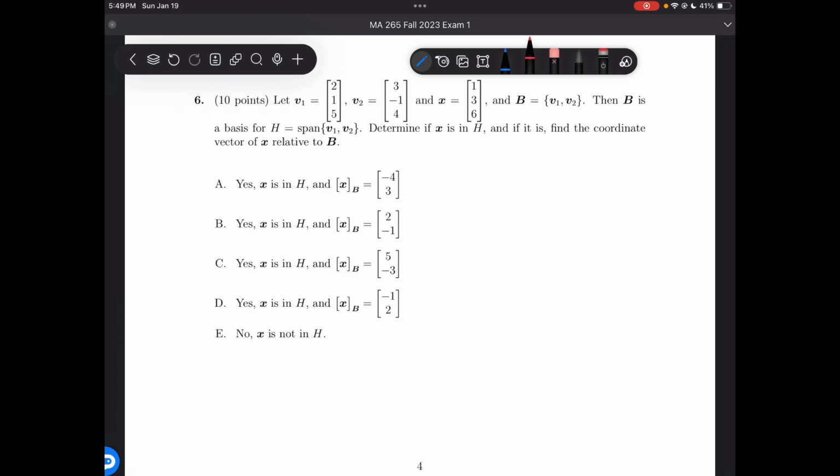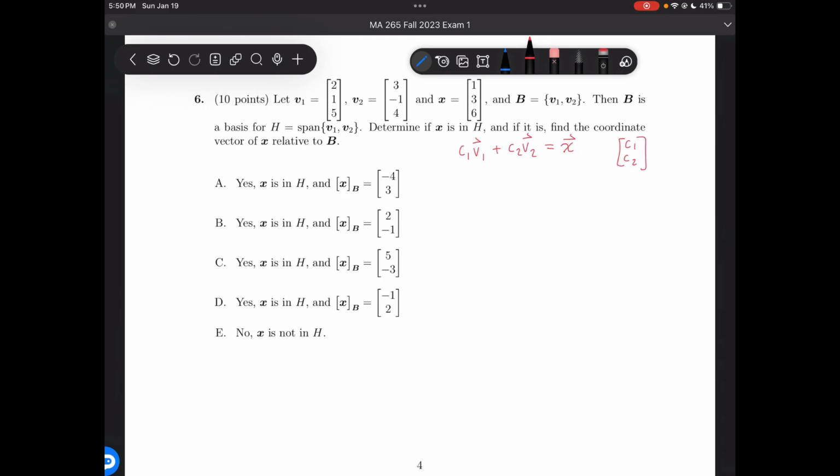Okay, so the coordinate vector is essentially, if we have some linear combination of v1 and v2, it represents what kind of linear combination we would need to create x from v1 and v2. So essentially, if this is a linear combination of v1 and v2 that equals x, the coordinate vector would be c1, c2.